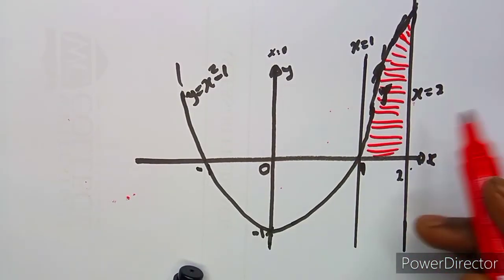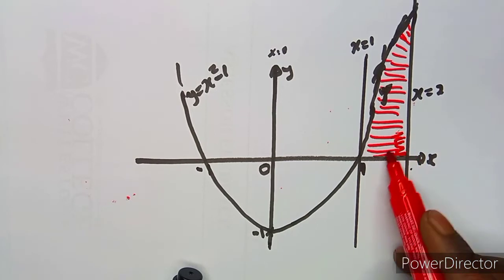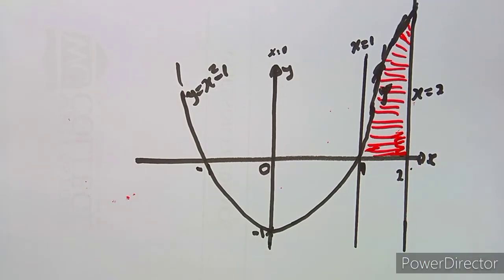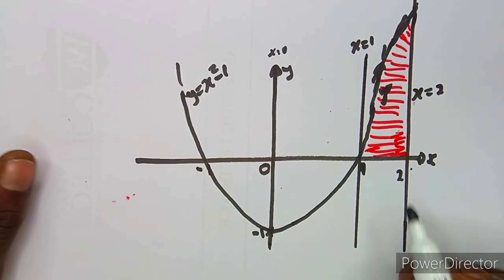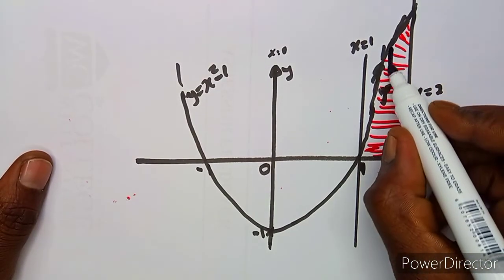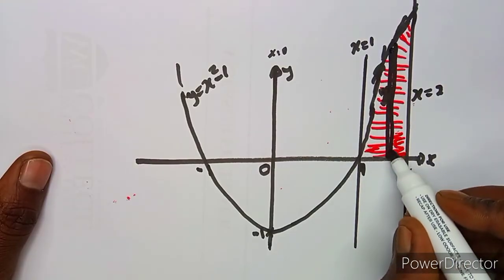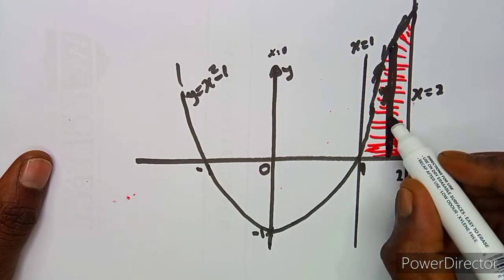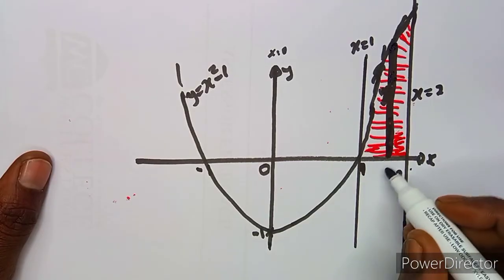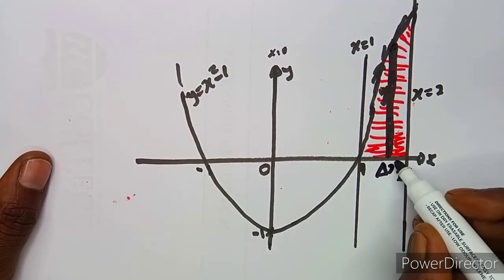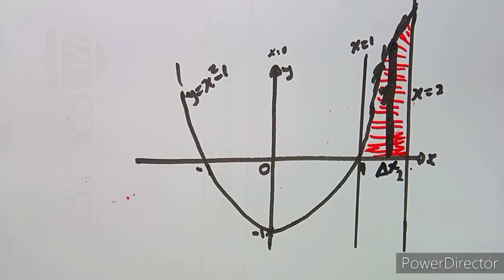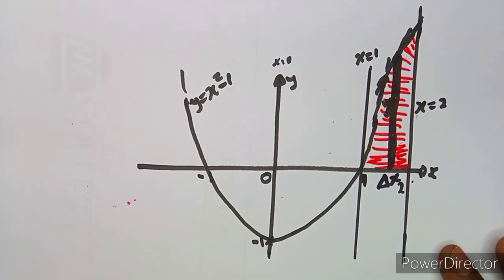So as you can see, this is the closed shape here. This is the portion that they are talking about. The representative strip is going to be like this, perpendicular to the x-axis. So let's just say this is our representative strip with respect to x. All right, so that is the sketch and everything that was needed there.